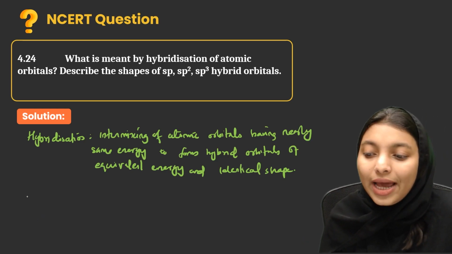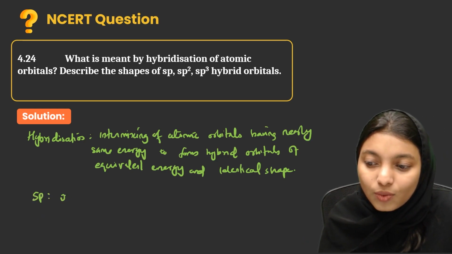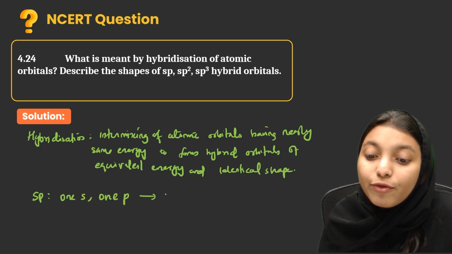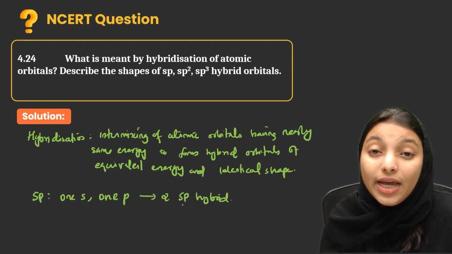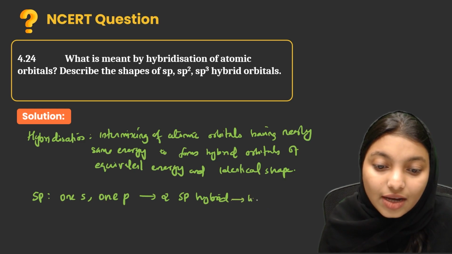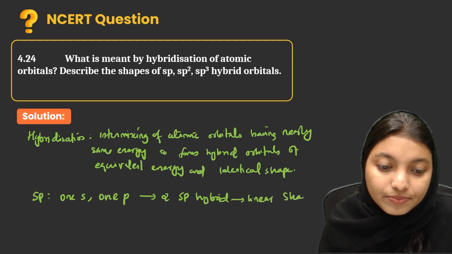Now we are moving on to sp hybridization. One s and one p orbital are intermixing, and they will form two sp hybridized orbitals, and it has a linear shape.